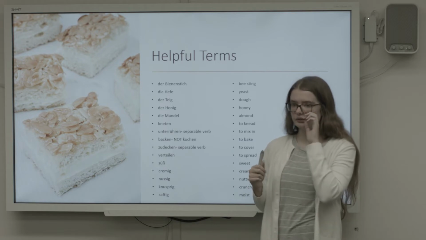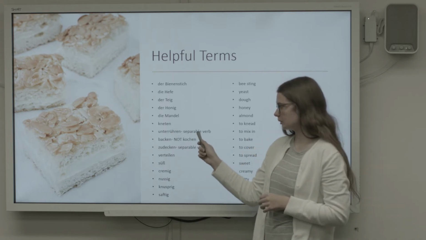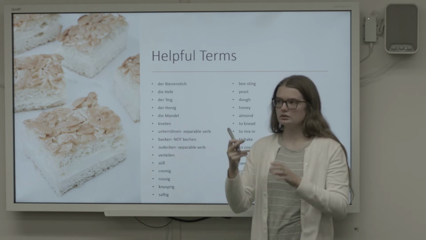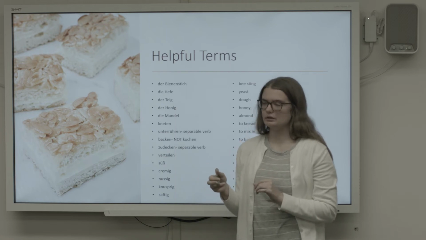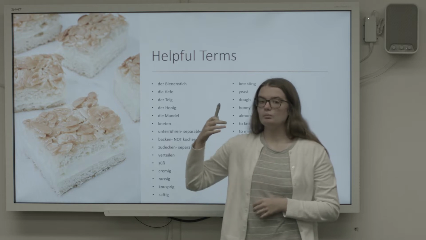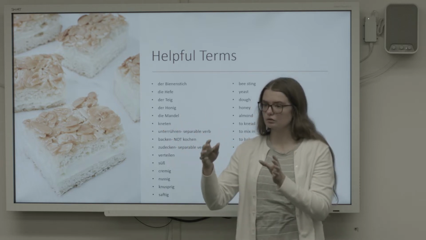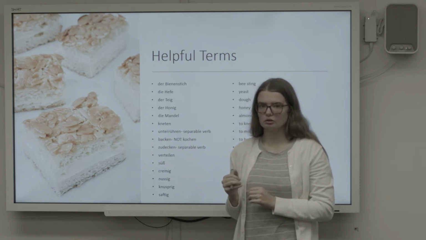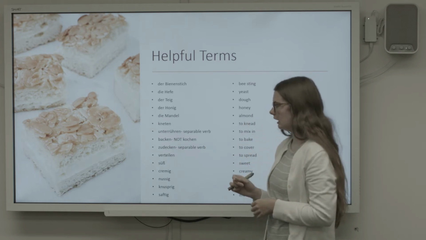Unterrühren is a difficult one. That means to mix in. Now this is a separable verb, which means this prefix unter, you need to take it and put it after the direct object in this case. So if you wanted to say that you mix the almonds into the mixture, you would say ich rühre die Mandel unter die Mischung. So just remember to keep that at the end.